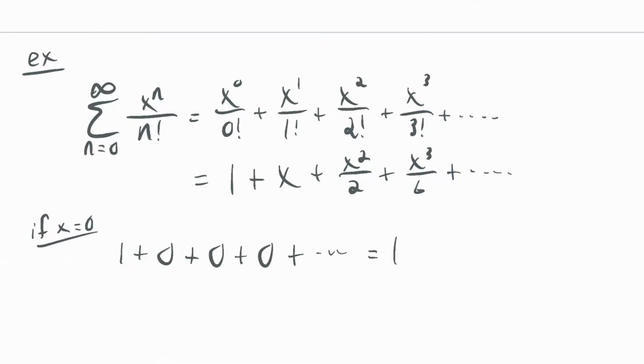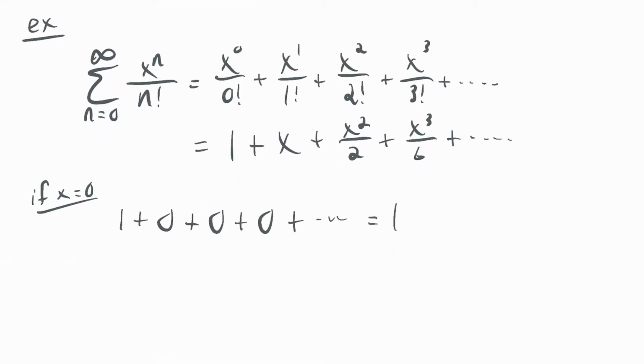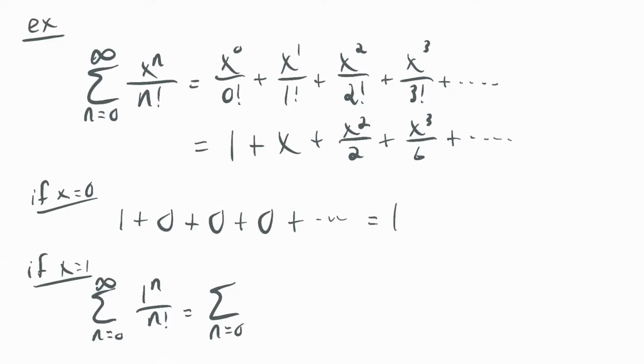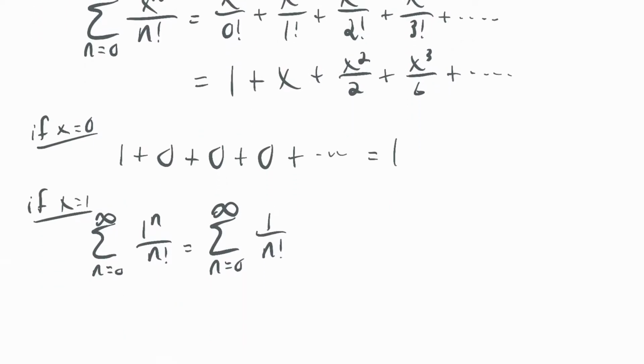Okay. What if x is not 0? What if x is, say, 1? Well, then this would be the series as n goes from 0 to infinity of 1 to the n power over n factorial. And 1 to the n power is always just 1, so this is the series as n goes from 0 to infinity of 1 over n factorial. Now, does this converge? This is one we probably showed earlier, but we'll do it again.